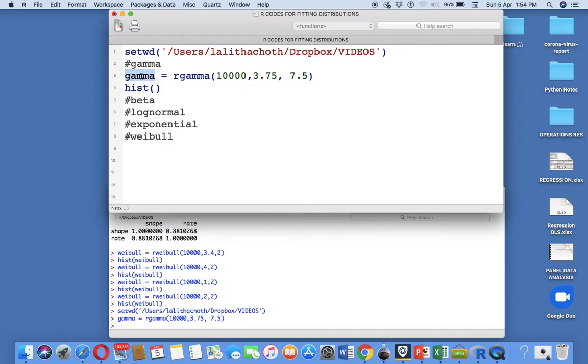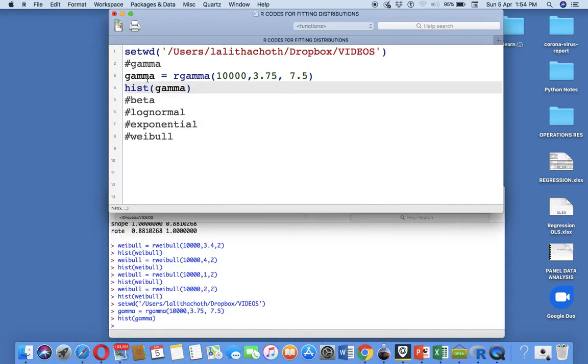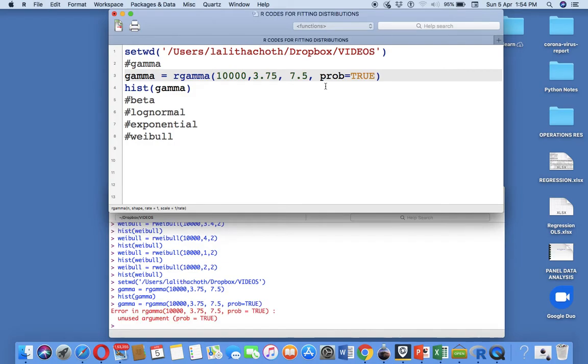The gamma distribution variable is called gamma itself, so that we don't confuse it with the other distributions, and we get a distribution which is slightly skewed. So here you got the values, and here you got the number of times, because we got 10,000 observations. There are 1,000 odd values in the lowest class interval, and so on and so forth. So now we want to see the probabilities rather than the frequencies. You can just say prob equal to true.